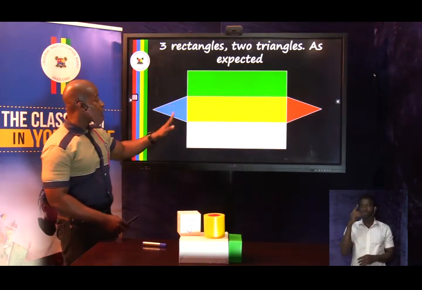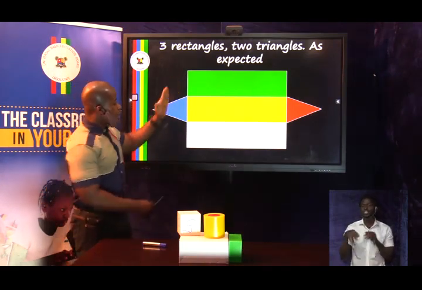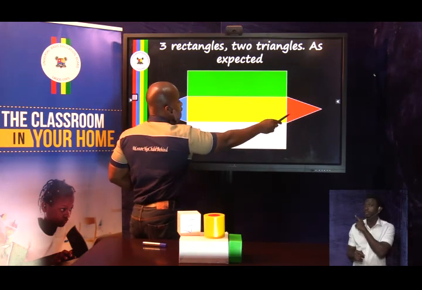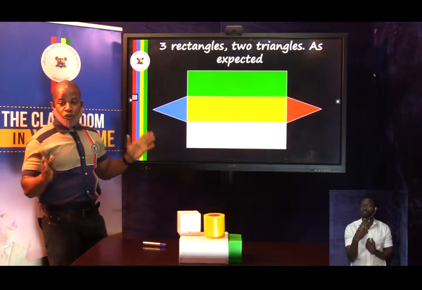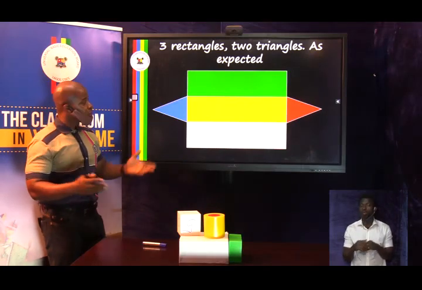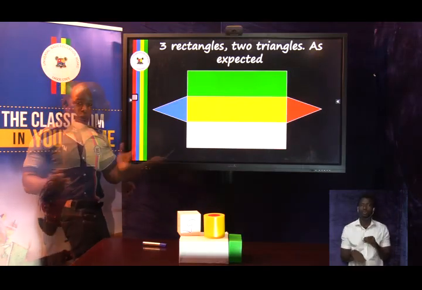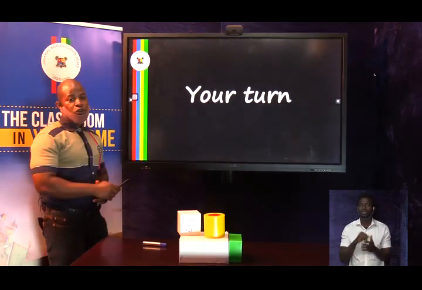And now this triangle can be anywhere. One can be here and the other one can be here, or one can be here and the other one can be here, as long as you have 2 triangles and they're on opposite sides, you will have the net of the shape. Now, it's your turn.